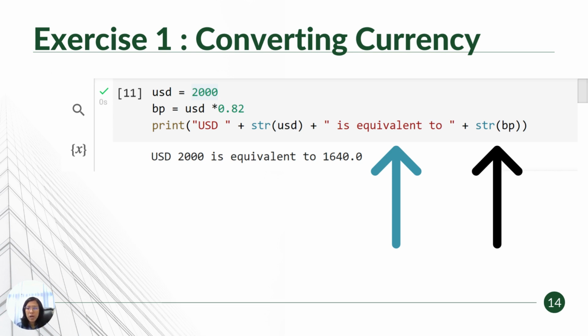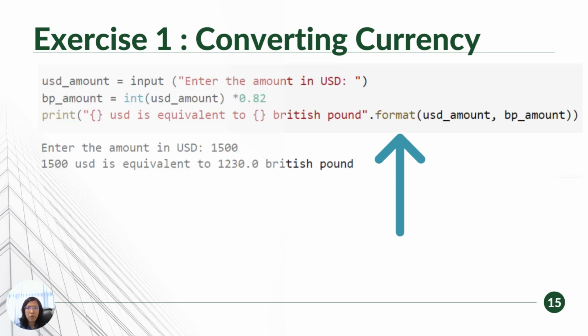But we can also write the printing in another format without this plus, using the string format approach. Again, don't worry, we will cover string format later. So here you see the USD is equivalent to British pound, dot format, and then I put the USD amount and PP amount. Now I also ask the user to enter the amount in USD. Whatever amount you want, you just type the number, and then we convert it to British pounds, and that's it. So it's very easy to run code in Python.